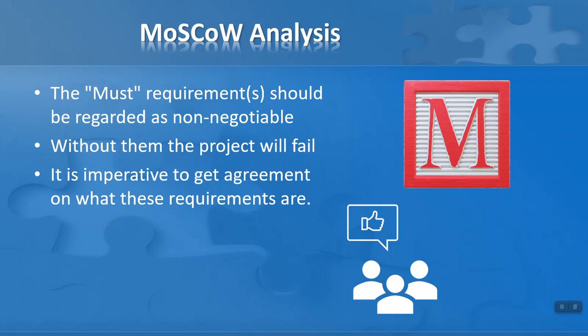So let's go through each of the 4 letters associated with MoSCoW analysis. The M is for must requirement. These are regarded as the ones that are non-negotiable. You have to do these ones, no matter how difficult or easy or expensive or cheap. These are the ones that must be done, because without them, the project would fail. So we have to include them.